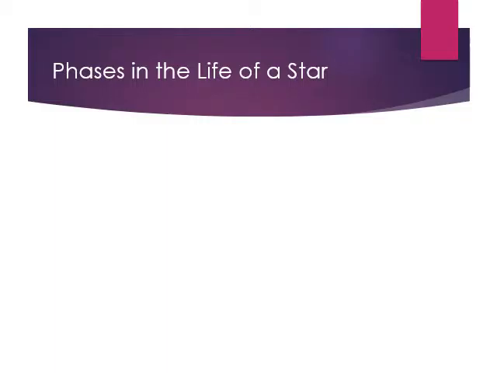So what are the phases in the life of a typical star? Well, first of all, a star has to be formed, and this occurs in a phase called a protostar. Then they mature into main sequence, followed by red giant, and then white dwarf.